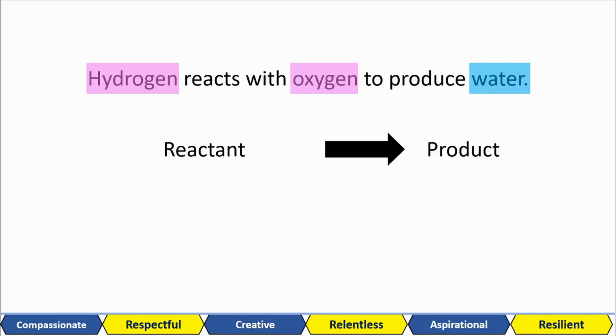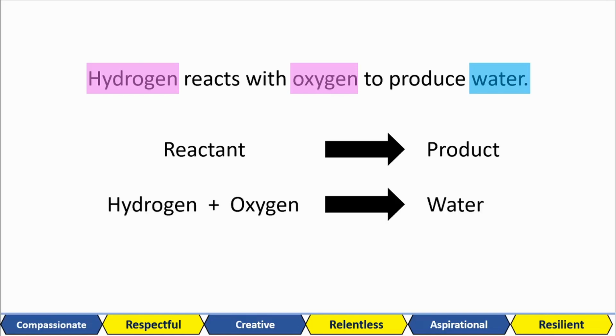So when you write word equations, you have your reactants on the left hand side and your products on the right hand side of your arrow. So in this example, that's hydrogen plus oxygen, arrow, don't put equals, please don't put equals, hydrogen plus oxygen, arrow, water.